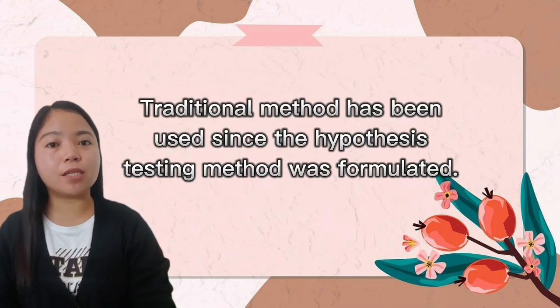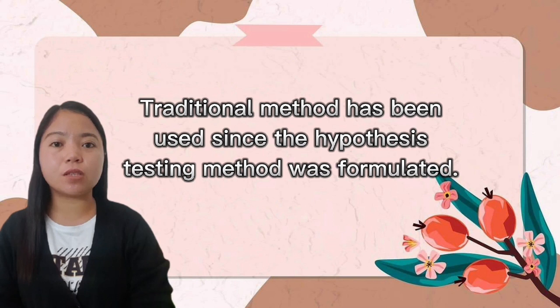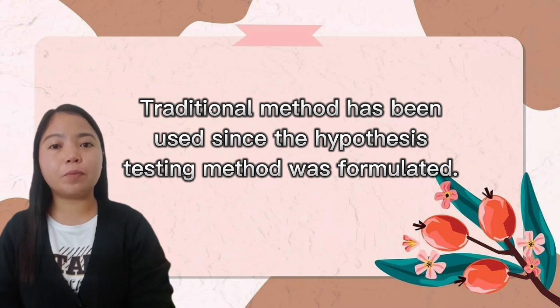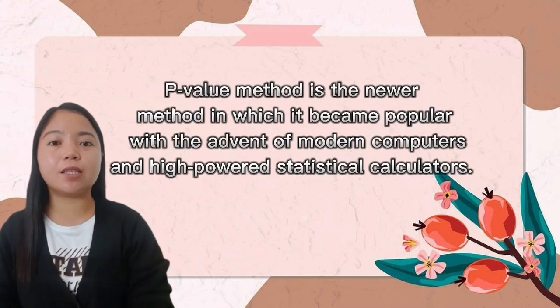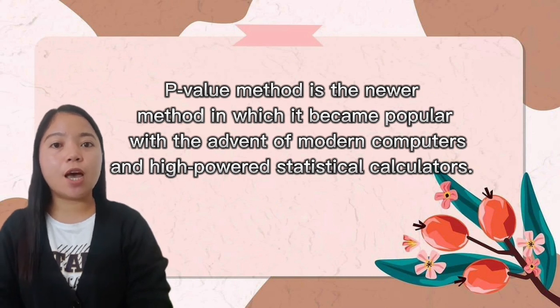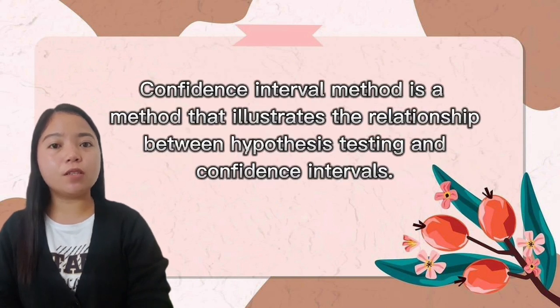The traditional method has been used since the hypothesis testing method was formulated. So this is the first method used since hypothesis testing was being formulated. The second method, which is the p-value method, is the newer method, which became popular with the advent of modern computers and high-powered statistical calculators. And the third is the confidence interval method, which illustrates the relationship between hypothesis testing and confidence intervals. Among the 3, let's go first to the traditional method, which is the first one.